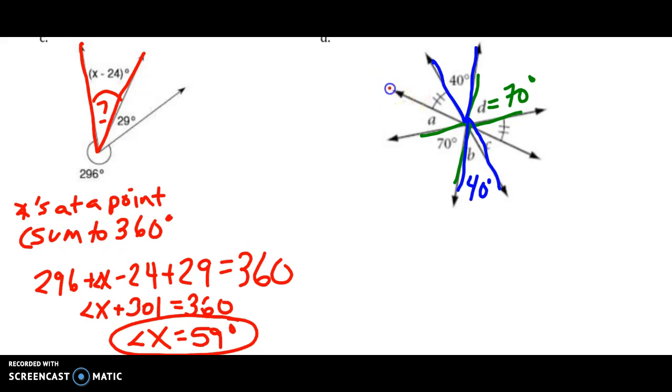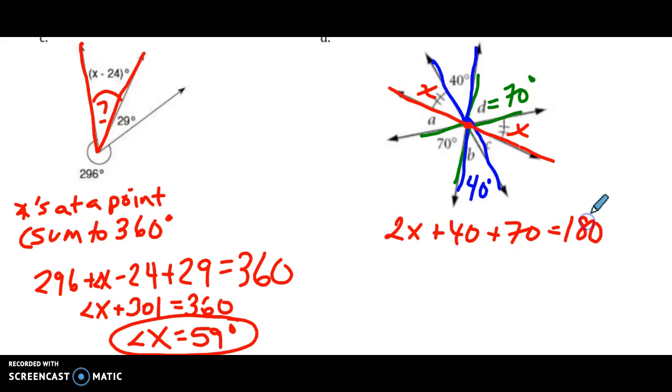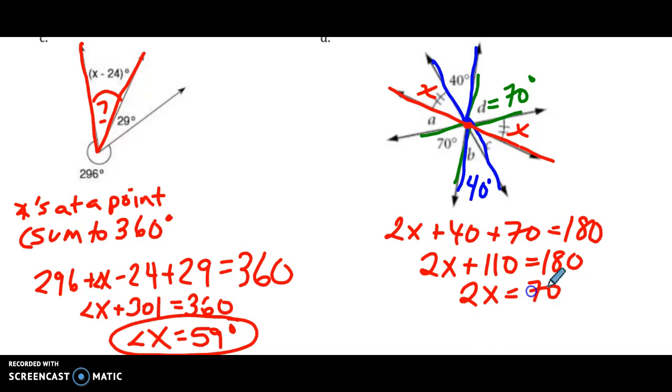I'll go here. So I have angles forming a line. These two angles happen to be equal to one another, so I'm just going to put a variable x and x. So 2x plus 40 plus 70 equals 180 since they form a line. 2x plus 110 equals 180 degrees. 2x equals 70, so x equals 35 degrees each.